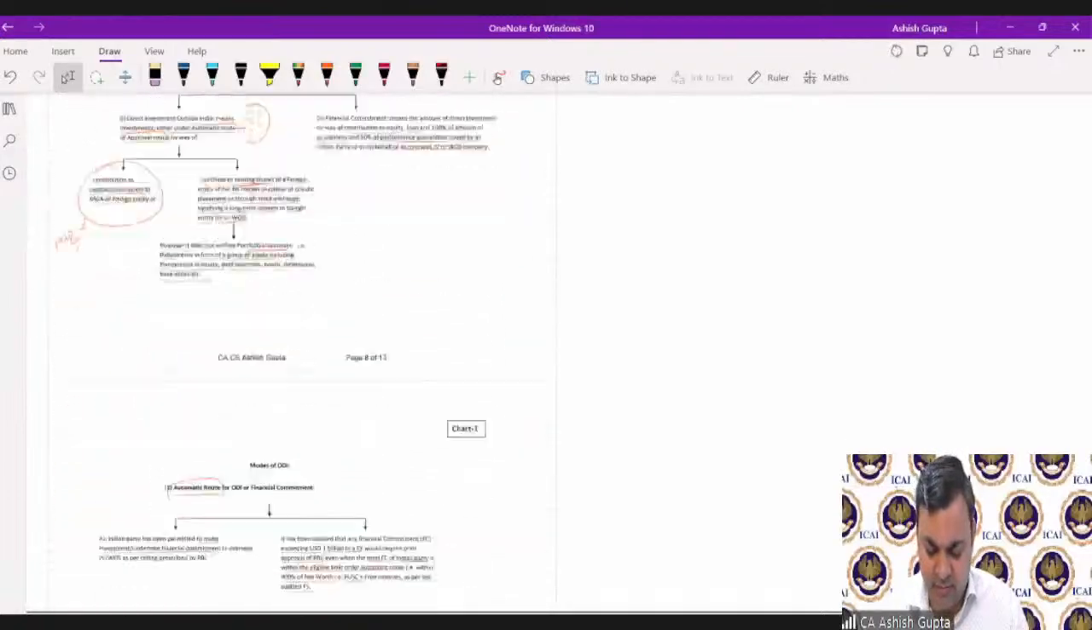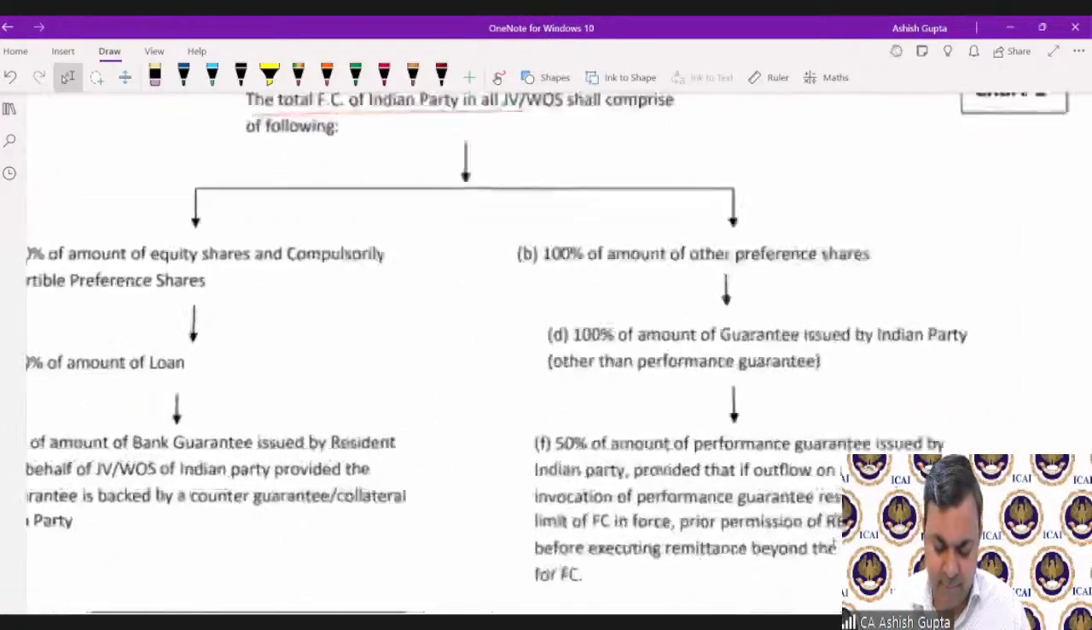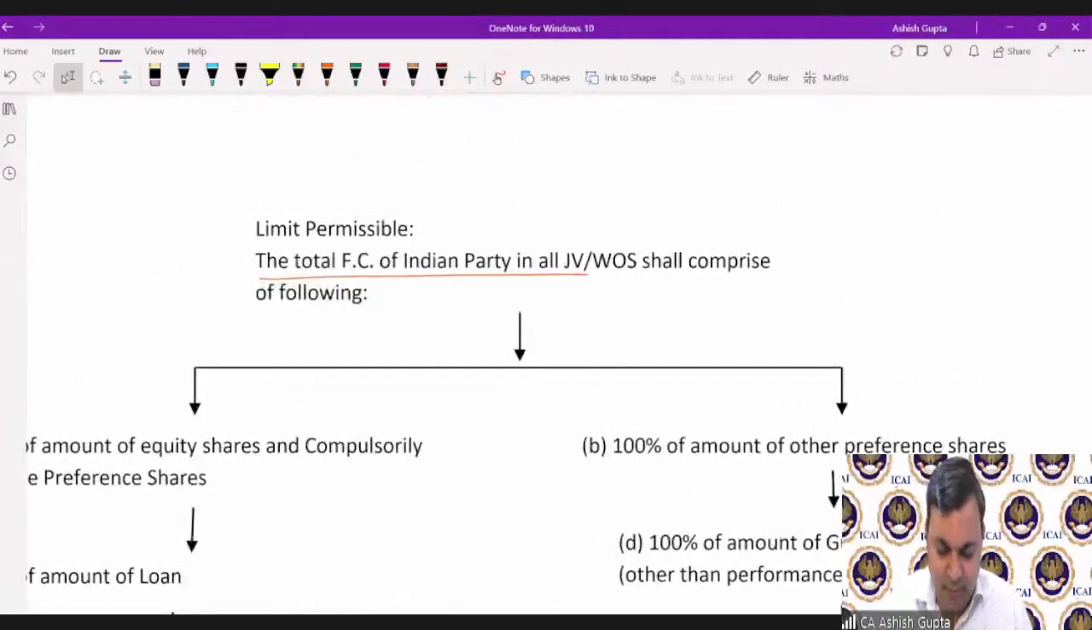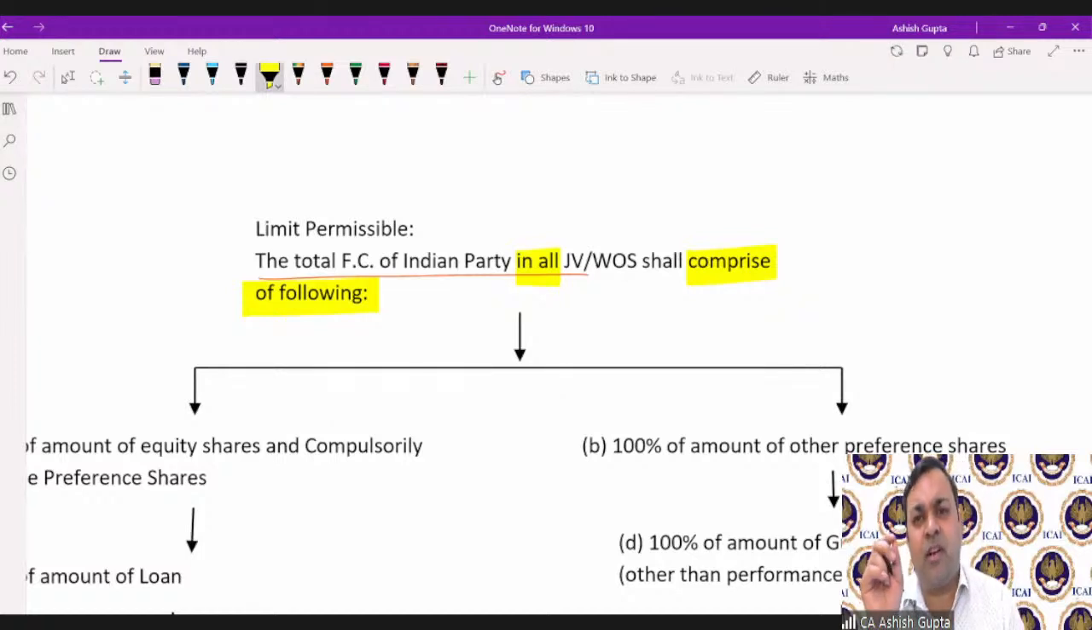Extension of time guarantee. Okay. The most important word is "in all". In all, joint venture and wholly owned subsidiaries shall comprise the following. It means this limit is not prescribed per exporter country or per foreign entity. It is compared from the person's perspective, that I am going to invest outside India.